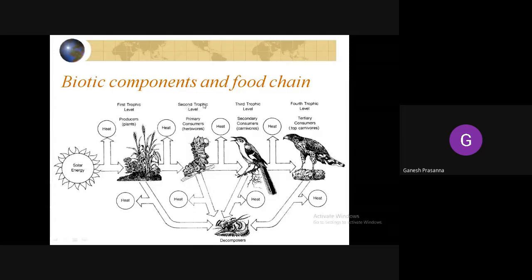They become the second trophic level, and the second trophic level is consumed by the secondary consumers, carnivores, which form the third trophic level. During this, a lot of heat is liberated. The third trophic level is consumed by the fourth trophic level, like the top carnivores, and heat is again liberated. When all of them die, they are decomposed in the atmosphere by the decomposers.